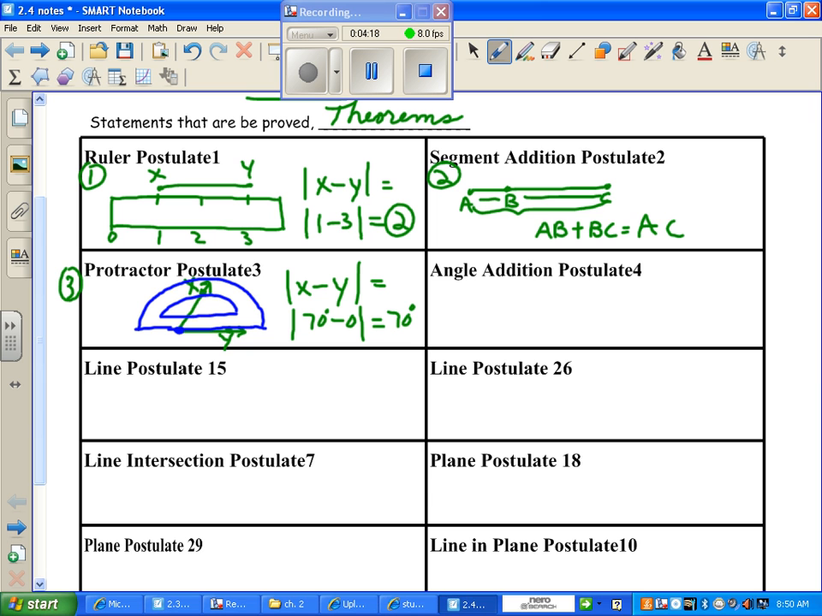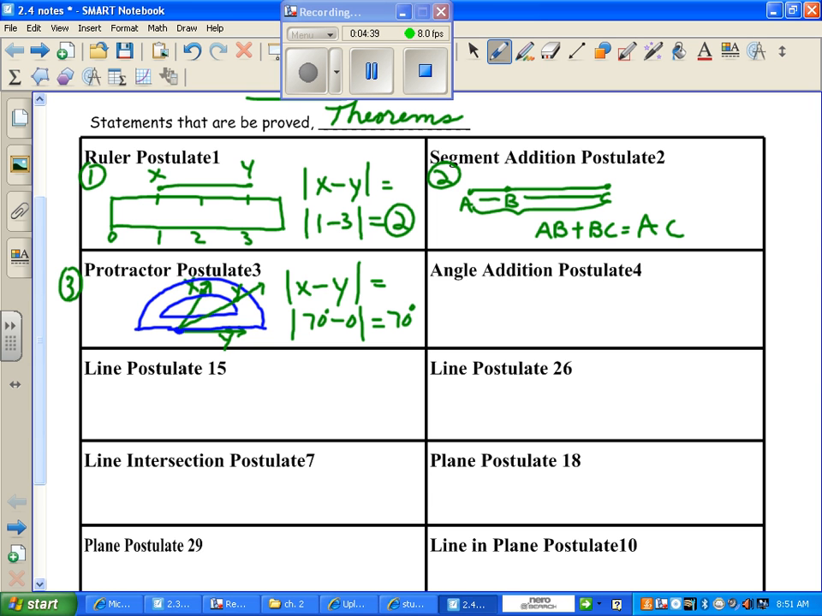Now it doesn't have to be that Y was down here. It could be that Y was associated with a point up here, and then you'd maybe have 70 degrees minus the Y that is associated with a 50 degree mark, and when you subtract those it's 20 degrees. So that would be the measure of that angle formed.